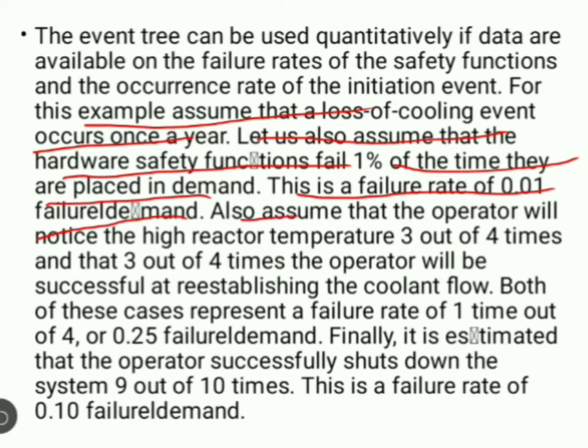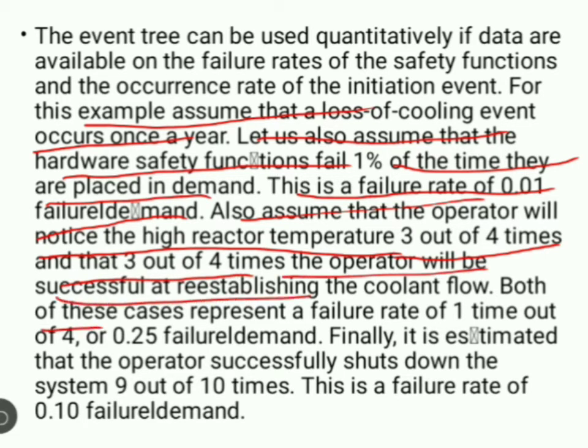Also assume that the operator will notice the high reactor temperature 3 out of 4 times, and of those 3 out of 4 times the operator will be successful in re-establishing the coolant flow. So there is a probability of 1 in 4 of failure, which is why it is written as 0.25 failure per demand.